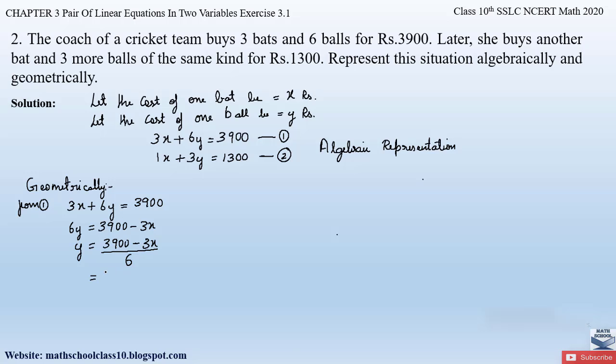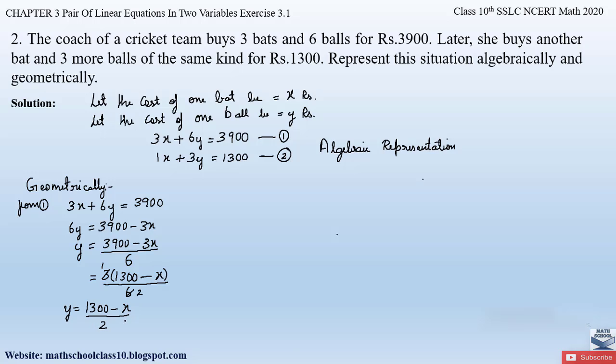So we will take 3 outside common. Dividing 3,900 by 3, we get 1,300, and taking 3 common from 3x, we are just left with x, divided by 6. Here 3 1 times, 3 2 times. So we get the y value as equal to 1,300 minus x divided by 2.